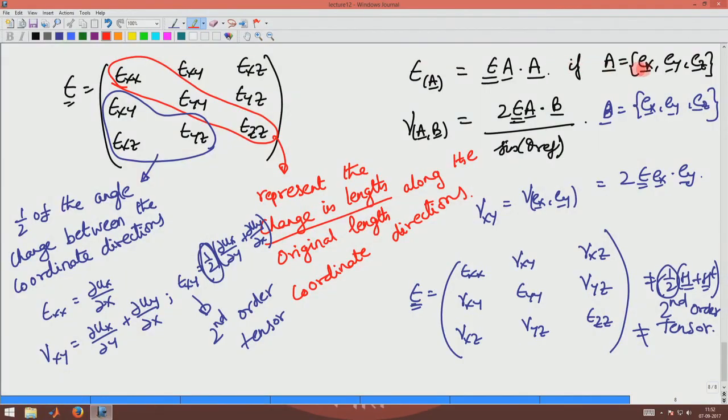In the next class we will see how the strain transforms with changes in coordinate basis, because these components are related to the coordinate basis. We understood that this is the change in length by original length along a coordinate direction, and this is the change in angle between the coordinate directions. So, if my coordinate system changes, these values will change. How does it change? We will see in the next class, and that will conclude our discussion on strains. Thank you.